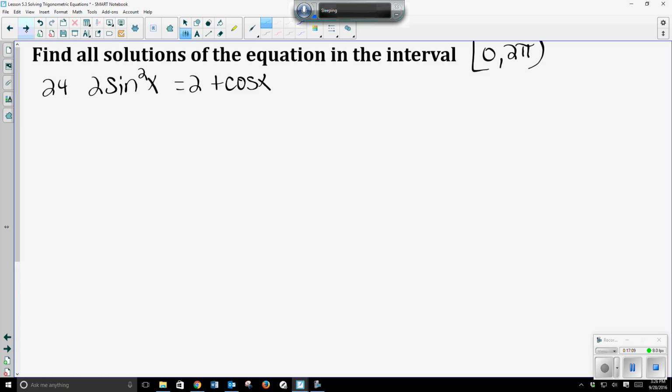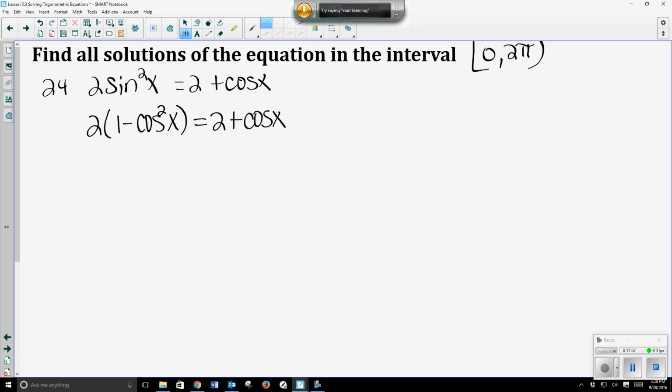Find all solutions of the equation in the interval from 0 to 2 pi. You want to see that so that you don't have to do the plus 2 n pi or plus n pi. So for this one, you'll need to use your identities because we have sine squared x and we have cosine x. So the best thing to do would be to change sine squared x to 1 minus cosine squared x. If you look at your Pythagorean identities, you'll see where you can do that.